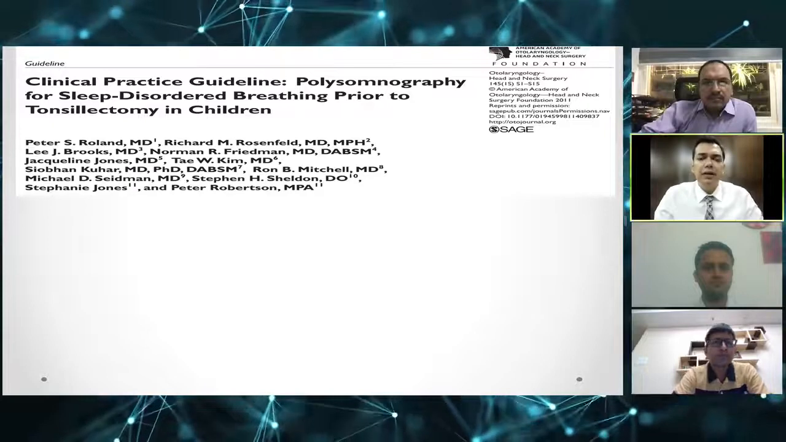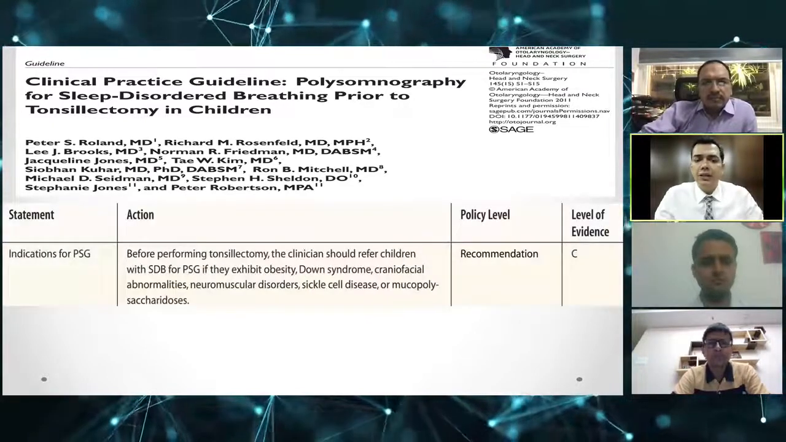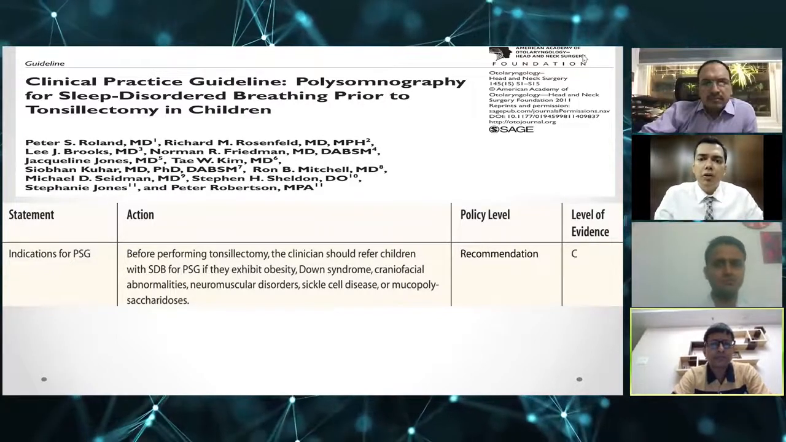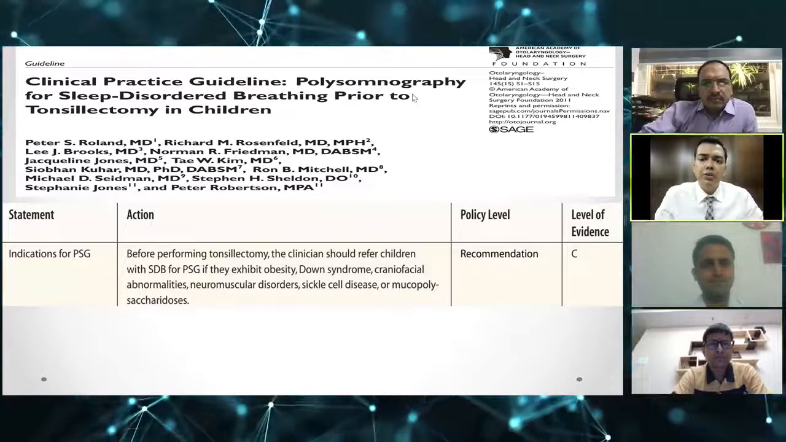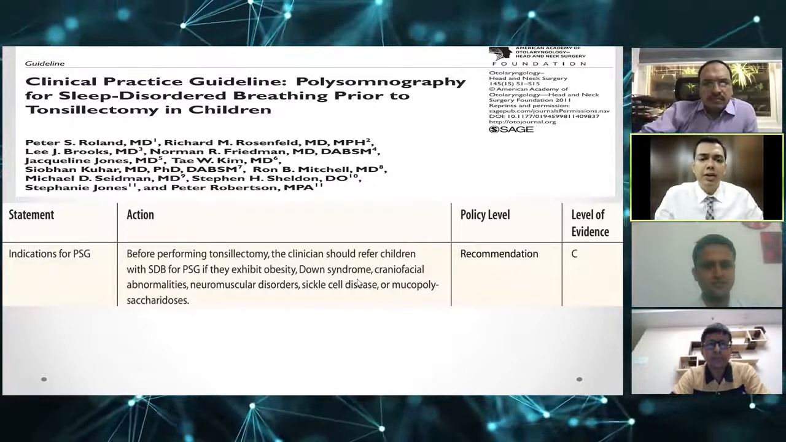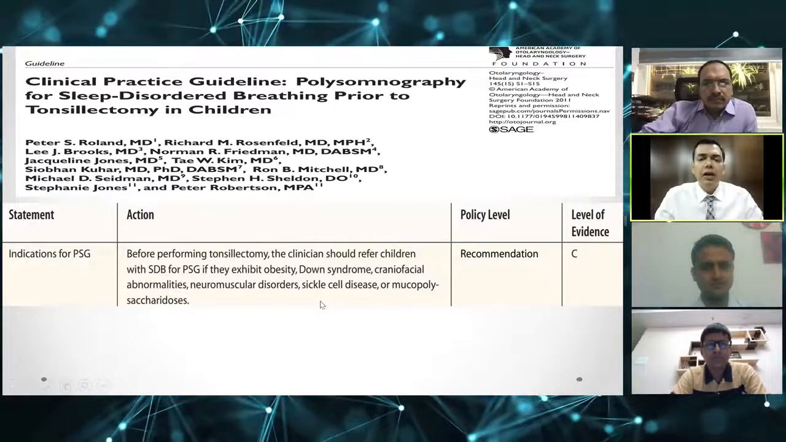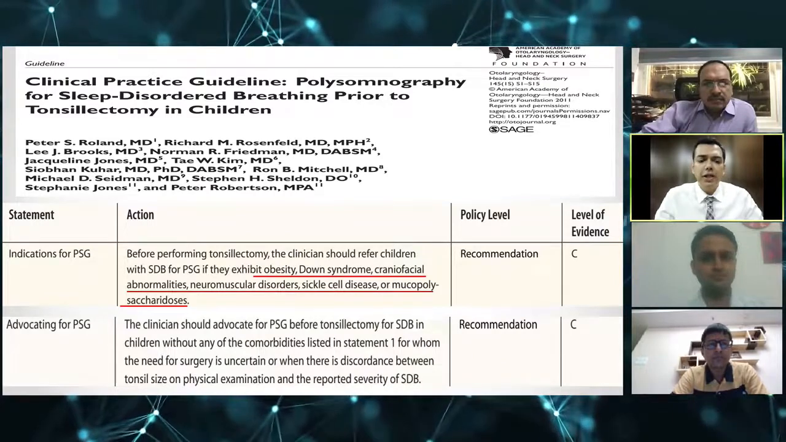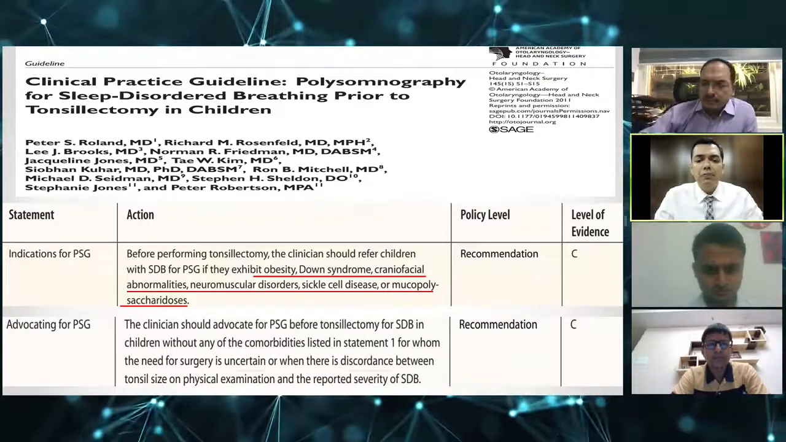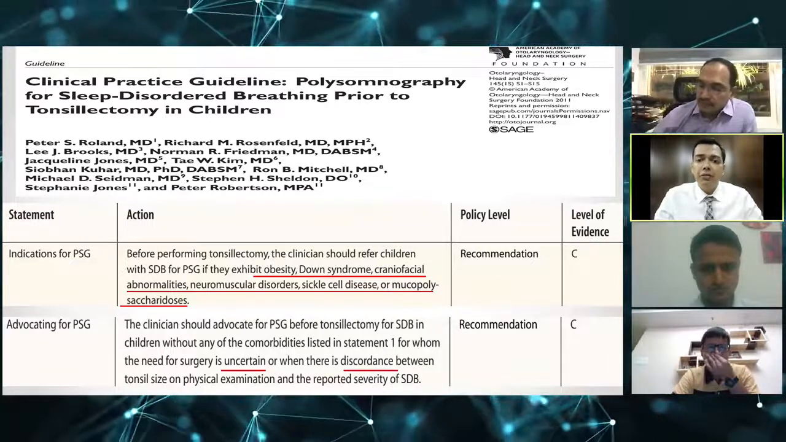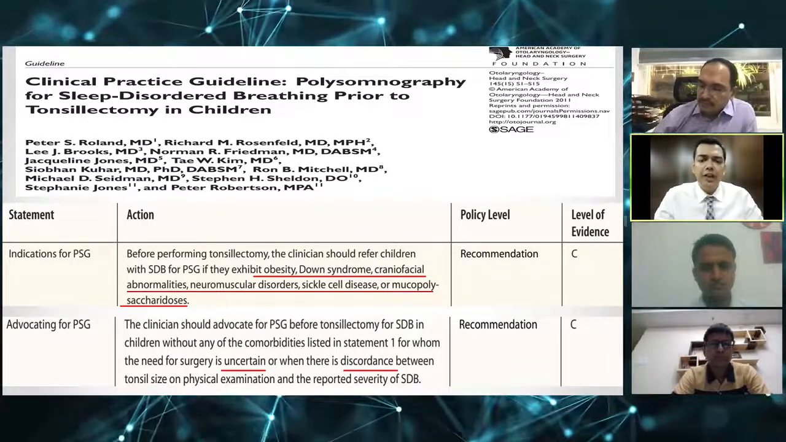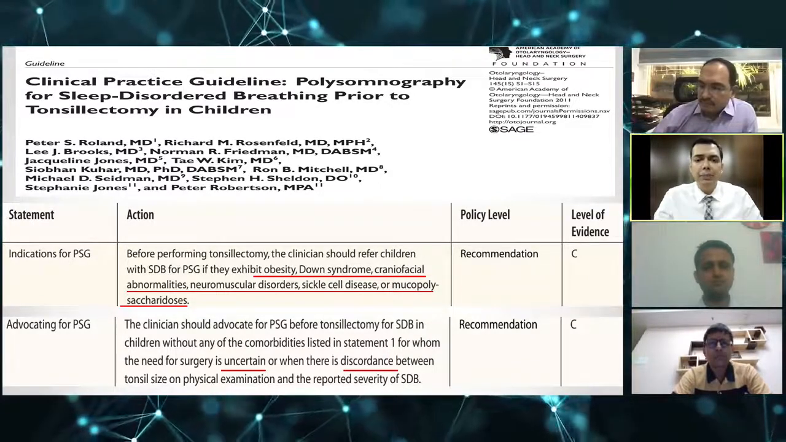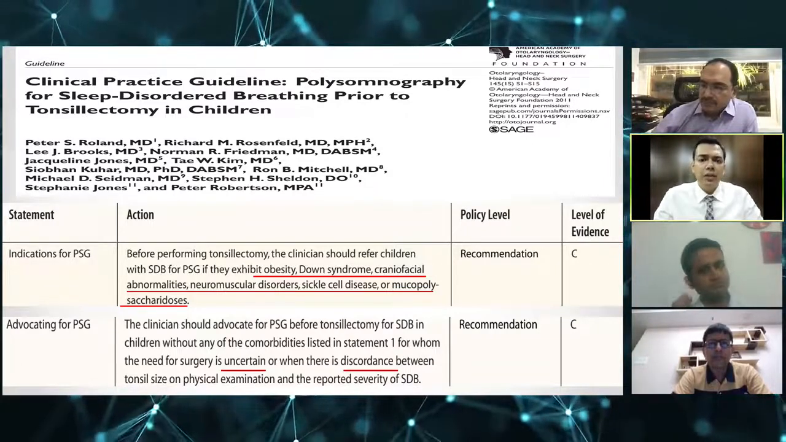There's a very nice paper by the American Academy of Otolaryngology, which recommended essentially what Dr. Dipankar just said, that one must try and do a PSG for patients with syndromic issues, with mucopolysaccharidosis, with obesity, with Down syndrome, if it is not a classical case. And also one should try and do a PSG where we are uncertain whether there are SDB symptoms or not, when we are in doubt, or there is a discordance between the size of the tonsil on physical examination and the reported severity of SDB. So where we want to make a decision.